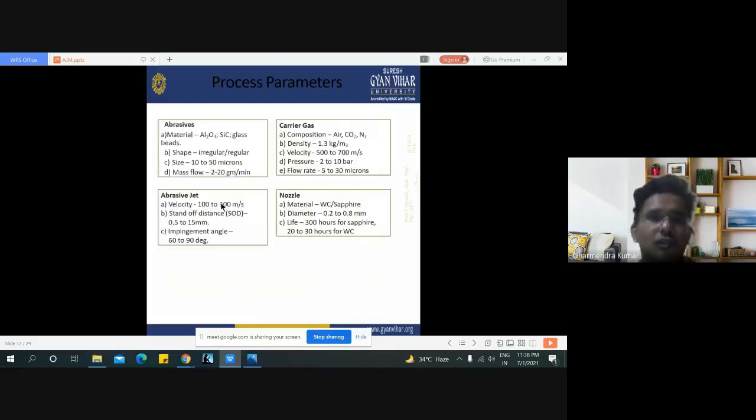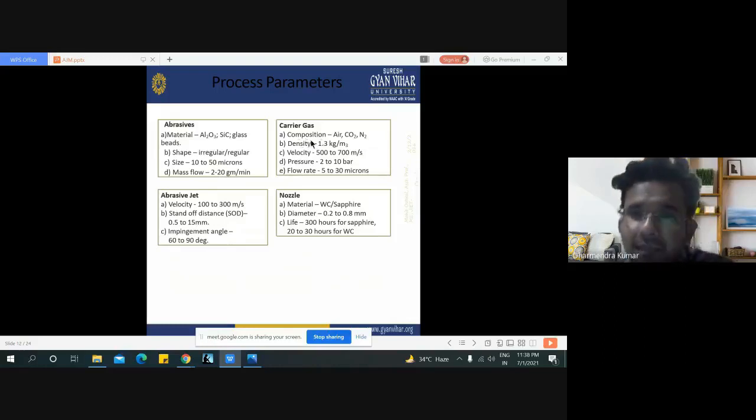Here are also some process parameters like abrasive materials: aluminum oxide, silicon carbide, glass beads. Shape may be irregular or it may be regular, size 10 to 50 micron, mass flow with the gas 2 to 20 gram per minute. Flowing rate of this abrasive material is 2 to 20 gram per minute.